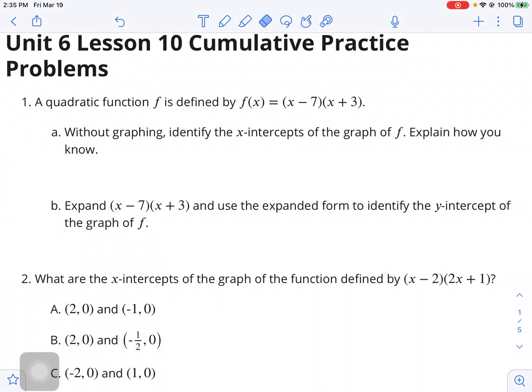Here are the solutions for week 8. We have lessons 10, 11, and 12 to go over.